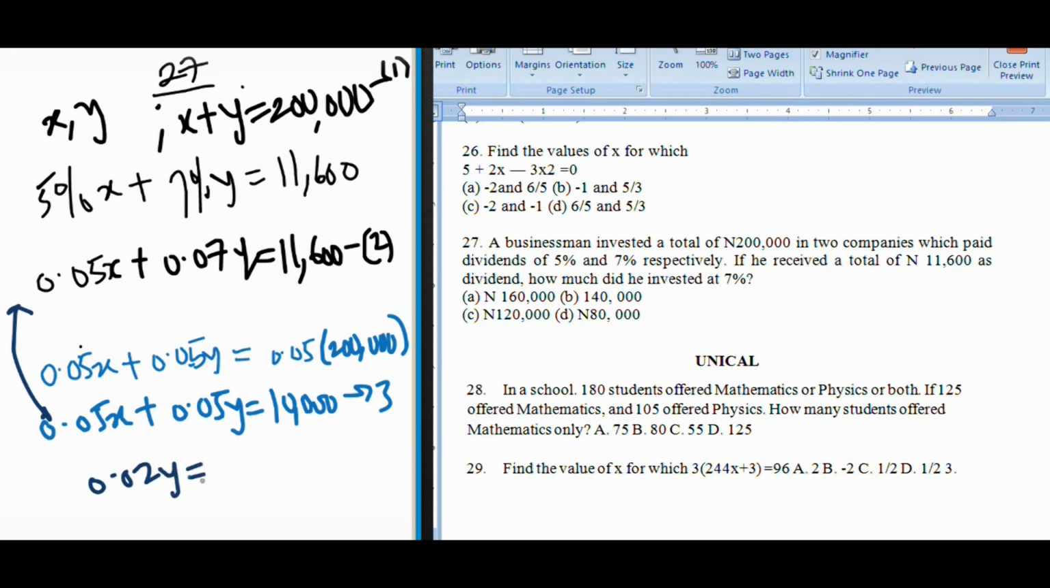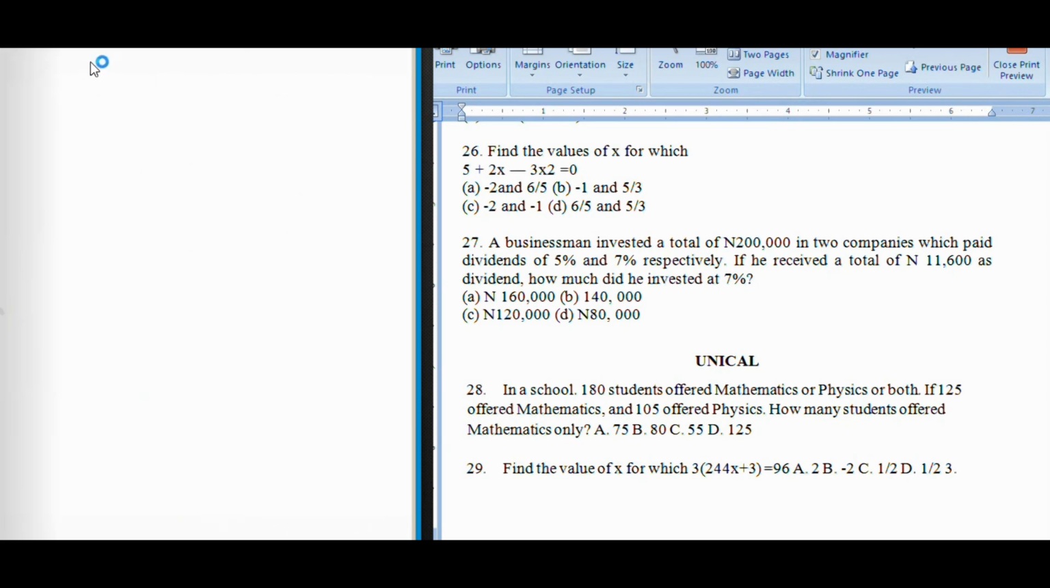That is, y will be equals to 1,600 all over 0.02. And that will be equivalent to 1,600. Add 2 0 to it so that 0.02 will become 1. Okay? So the 2 here will be 1. 2 in 16 will be 8. Then we have a 0, 0, 0, 0. That is 80,000 naira. That is, the man invested a sum of 80,000 naira at 7%.